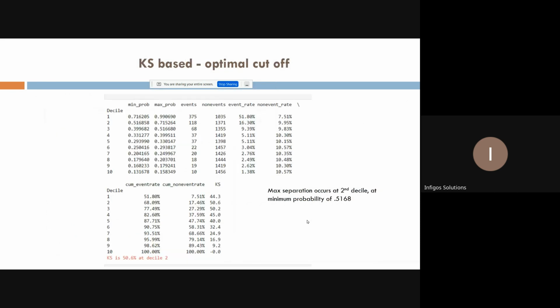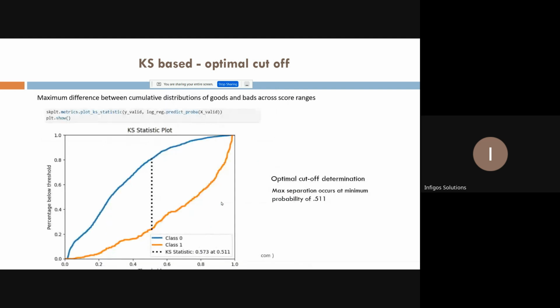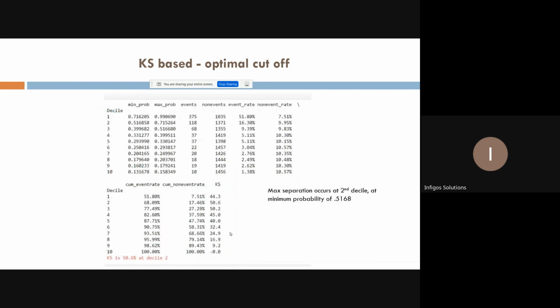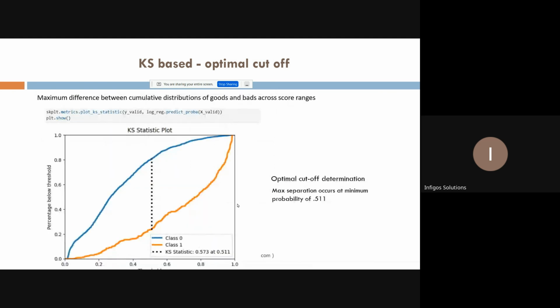And this is done by hand when you create the deciles. 10 deciles were created. Again, we are getting the value 0.516, in the second decile, where KS is maximum. Here, KS is 57.3, but when you do it by hand, it's 50.6. These two are different values because the calculation is different. Here you do it row wise, and here you do it decile wise.